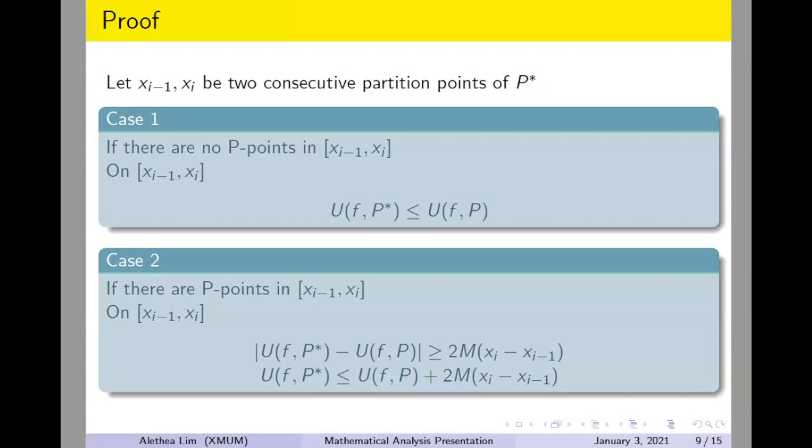Now moving to case 2, there are some P points in this closed interval. So when we take the absolute value of the upper sum of Fp star minus the upper sum of Fp, we see that it is greater than or equal to 2m times xi minus xi minus 1. Here we consider the worst case, where the function takes the lower bound and upper bound.